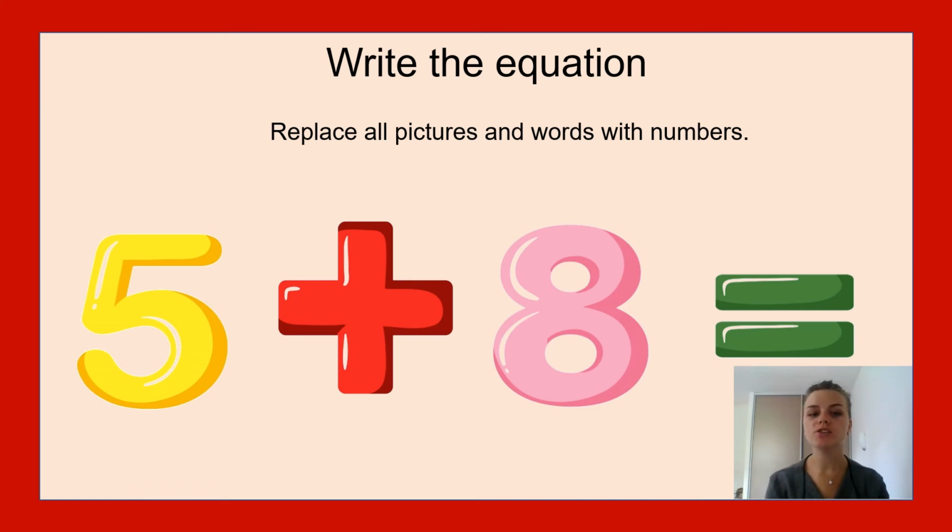Now, an equation looks just like this. It is a number sentence. So we will be replacing all pictures and all words, whatever we used to understand the problem, we will replace them with numbers. So here, remember we had 5 cars, so we've taken away the cars and replaced it with a number 5. And then we have replaced the 8 cars with a number 8, which means we are now ready to solve the equation.